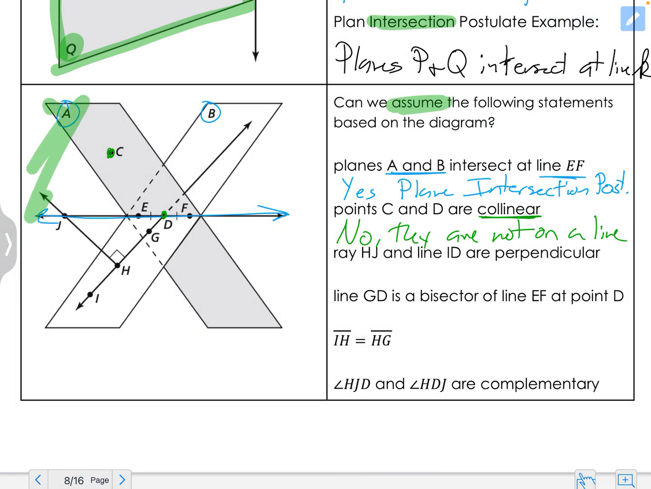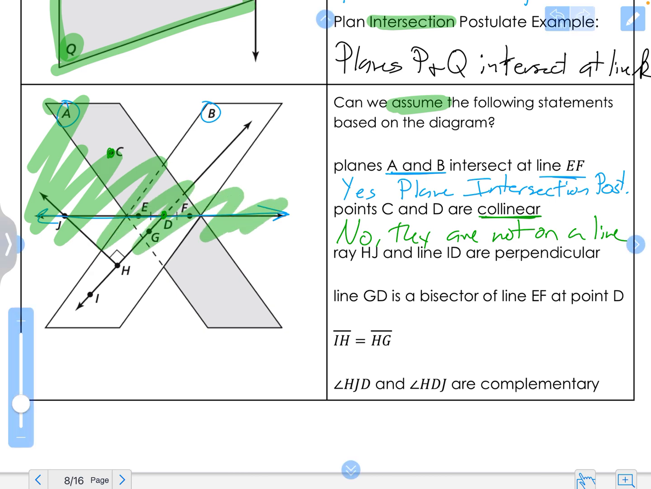So I'm going to erase some of these markings because it's going to get, oh no, that was not my eraser, because it's going to get confusing. Give me a second.